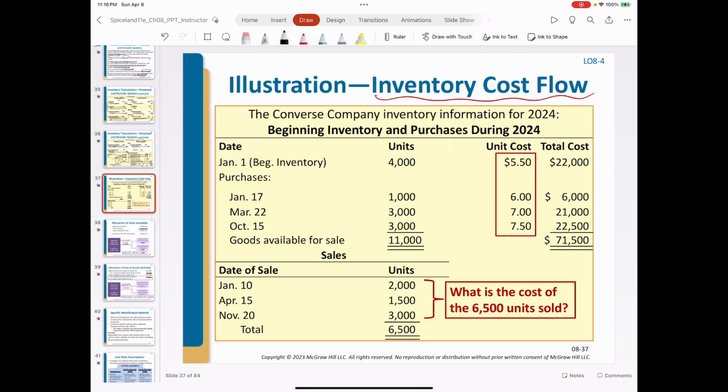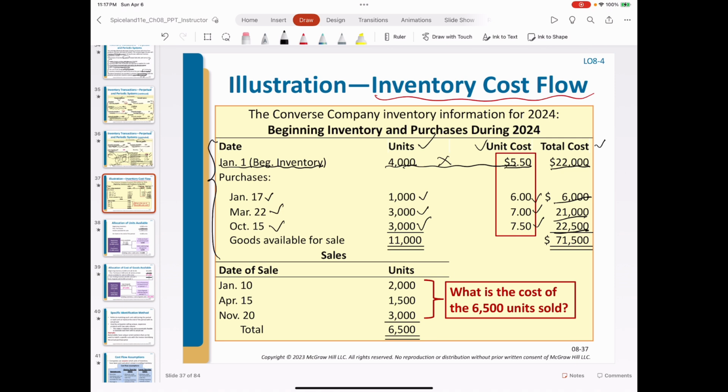We are given the dates of the transactions, number of units, unit cost, and total cost. The total cost is the units multiplied by the unit cost. First, we're given the beginning balance, number of units, unit cost, and the product of both is the total cost. The total cost of inventory was 22,000 in the beginning. There are three purchases: January 17th, March 22, and October 15. For each purchase, we have the volume, the purchase cost, and the total cost.